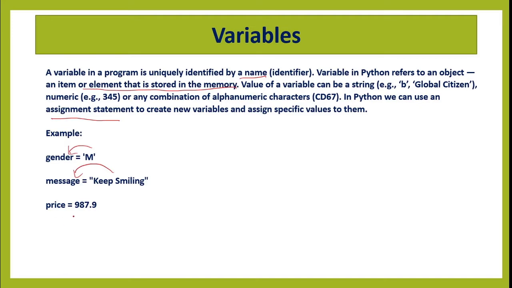Then price is equal to 987.9. So we are assigning the value 987.9 to the variable price.